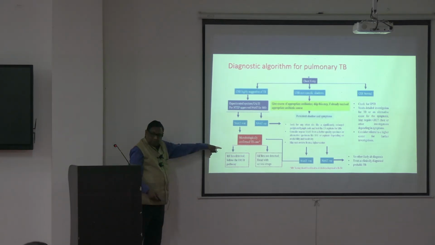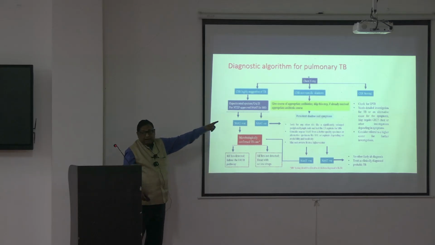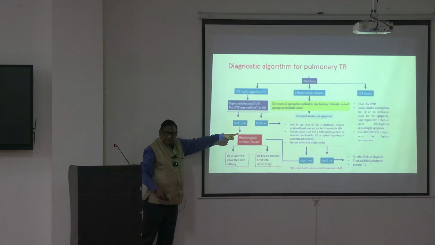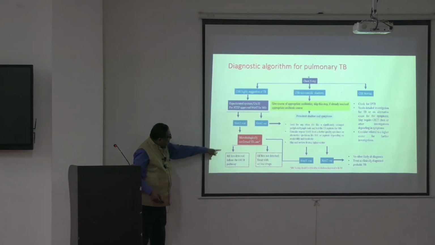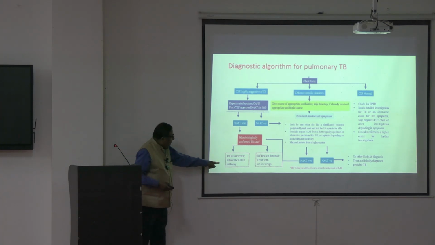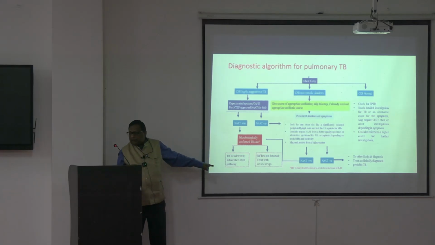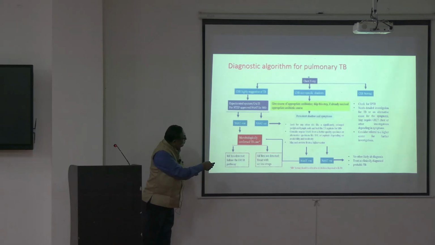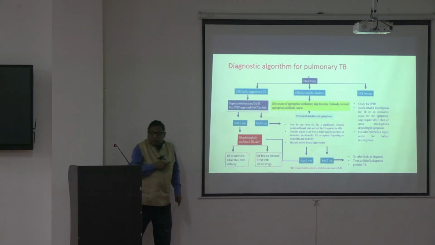Here the CBNAAT is negative, so it is not positive. If it is positive, then we go for microbiologically confirmed TB. If it is confirmed, as I told you, CBNAAT will give the diagnosis of rifampicin sensitive or resistant. If it is rifampicin sensitive, we will go for first line therapy. If it is rifampicin resistant, we will go for second line drugs. Second line drugs we will discuss later. If negative, we will do some more evaluation.